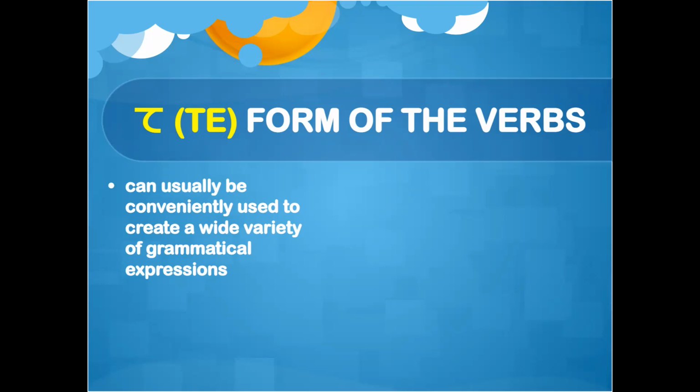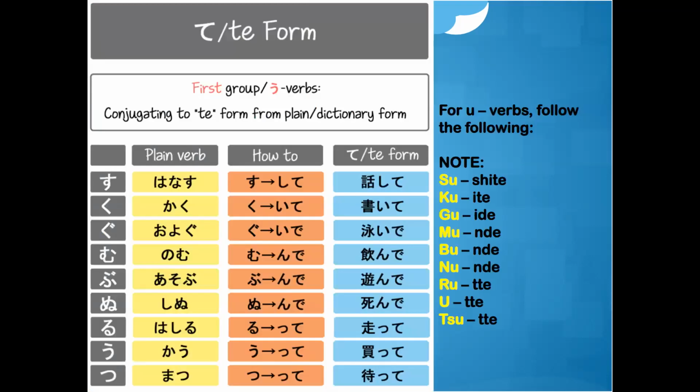And also, please help me. Help is tetsudau, and its te form is tetsudatte, and you add please, which is kudasai, tetsudatte kudasai. Please help me, tetsudatte kudasai. So these are some examples of the te form and the rule to remember in transforming.